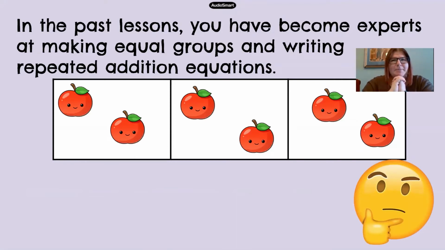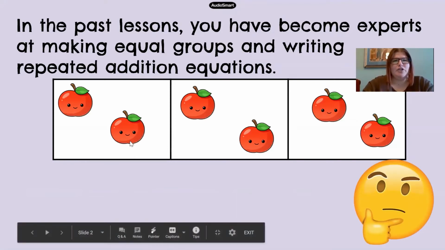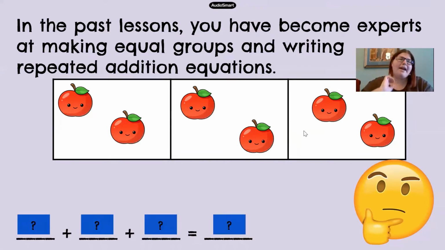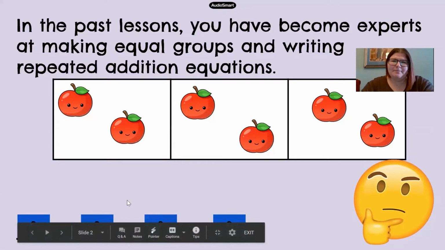I have some equal groups here because I see 1, 2 apples in a box, 1, 2 apples in a box, and 1, 2 apples in a box. So these boxes must mean those are my groups. If I look, I have 1 box, 2 boxes, 3 boxes. So that means I have 3 groups of how many apples? Right, 2. So I have 3 groups of 2 apples. When I write this repeated addition equation, what numbers will go inside of my text boxes down here?